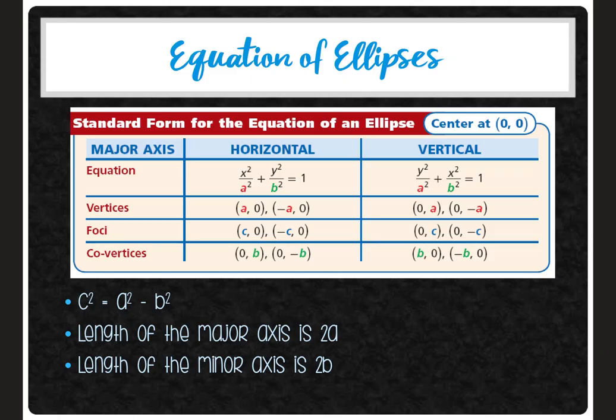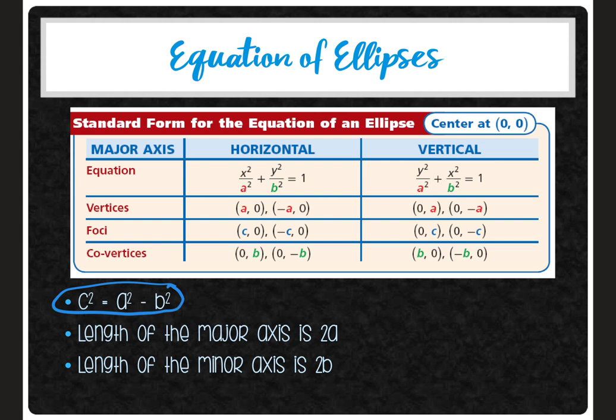All right, I'm going to jump to the bottom and then I'm going to jump back up. The relationship between A, B, and C is C squared equals A squared minus B squared. So almost like your Pythagorean theorem, but it's got a minus between, because the foci has to be smaller than your A. So the questions will always give you either two of those three or a way to find two of those three. And then you will use that C squared equals A squared minus B squared to find the third thing.